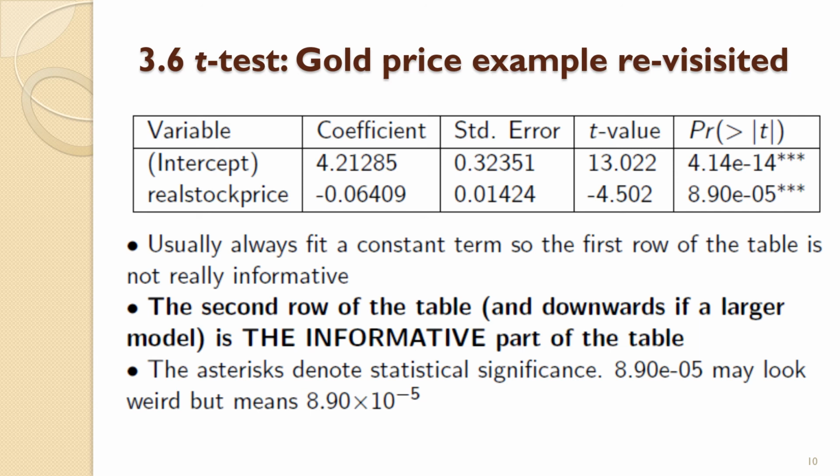And what you have here, if you look at the p-values, is that this real stock price is significant, precisely because the p-value is less than 0.05, and the coefficient is negative. So this indicates that in this example, indeed, we do have a relationship between the variables, precisely because the p-value is less than 0.05, the coefficient is negative and statistically significant.